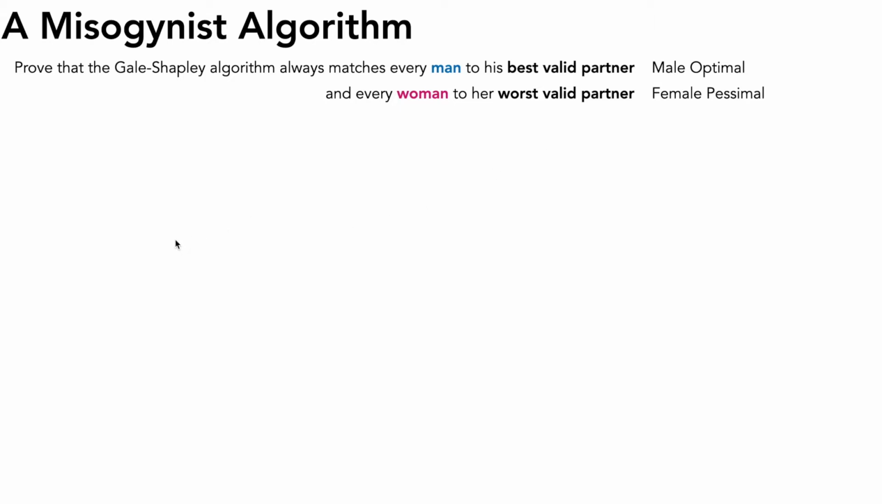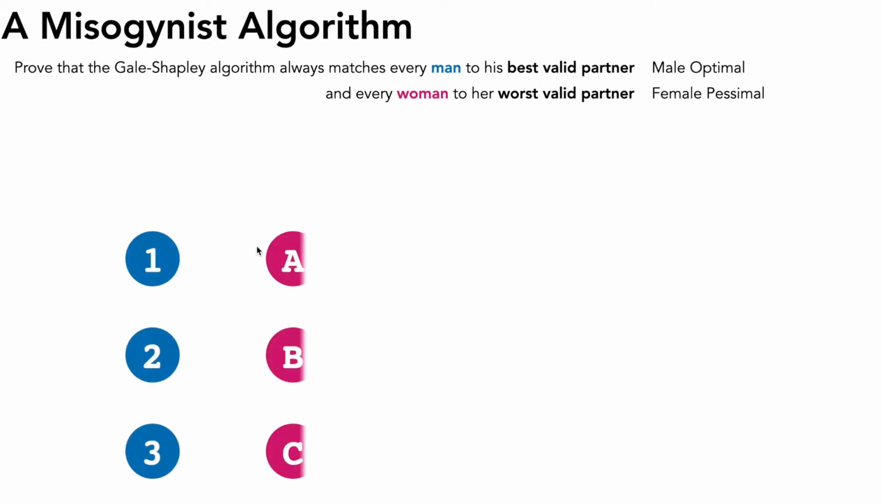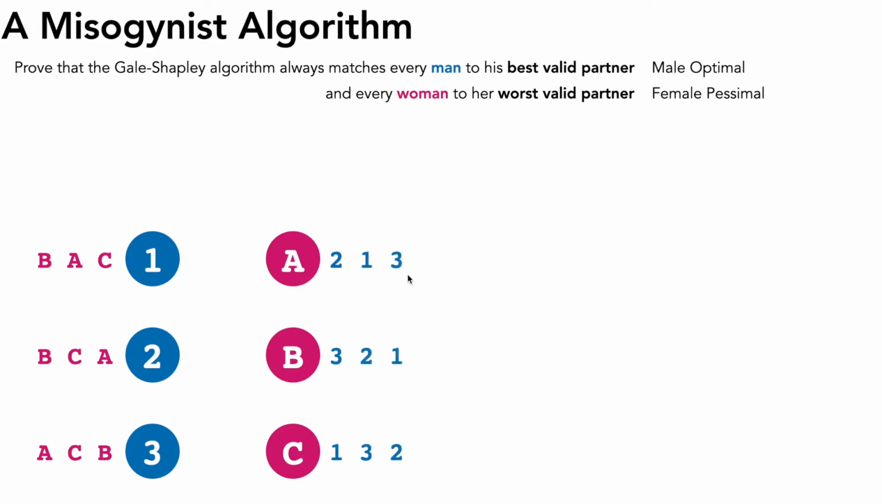So our setup has got some men, some women. The men have preference lists ranking the women from best to worst, and the women have preference lists ranking the men from best to worst. On this setup, we can run the Gale-Shapley algorithm. So I went ahead and ran the algorithm for you guys, and this is the matching that it outputs.